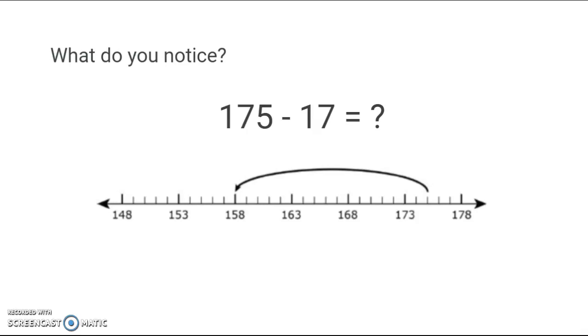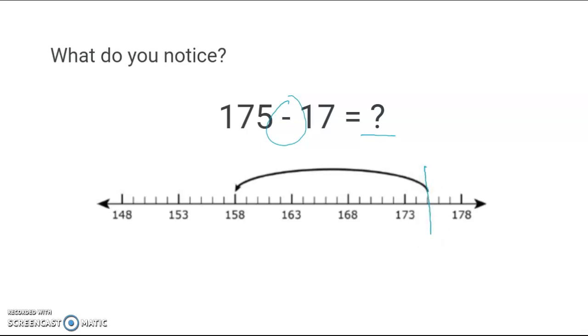Some things that I notice is in my equation, I see that my operation is subtraction and that my result is unknown. When I look at my number line, I see that my arrow is pointing backwards. And since my arrow is pointing backwards, I know that that represents subtraction.